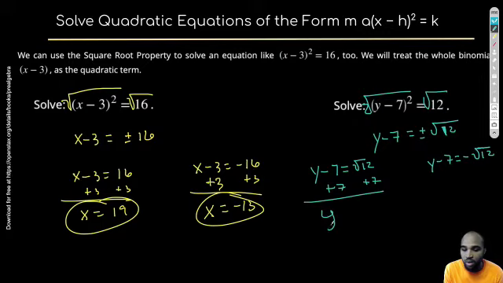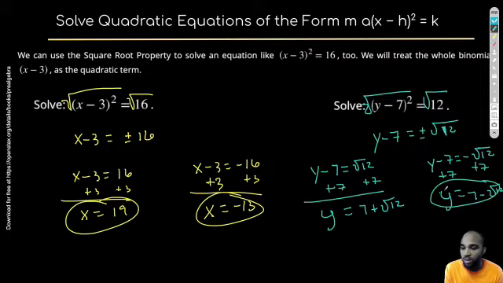That leaves me with y equals 7 plus the square root of 12, because I can't add the 7 to that 12 on the inside. We just have to leave it this way. And when I add 7 over here, it's going to be the same way. Add 7 here. It's going to be y equals 7 minus square root of 12. So those would be your 2 answers there.